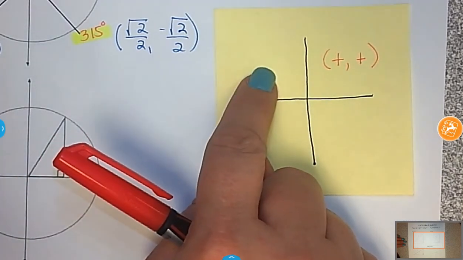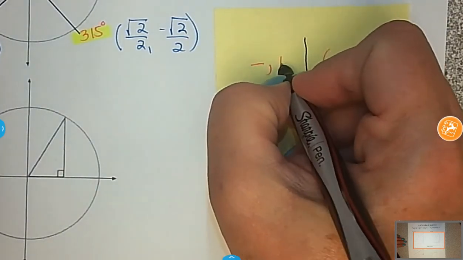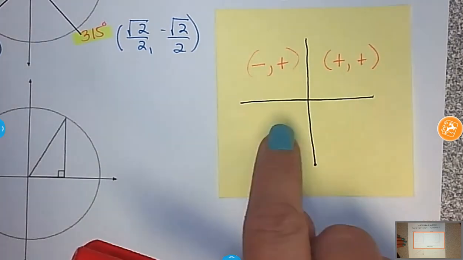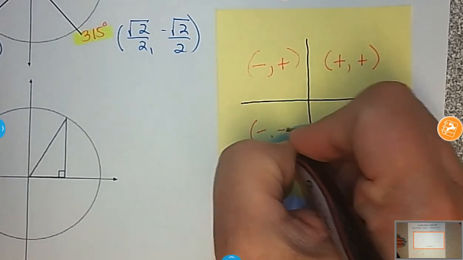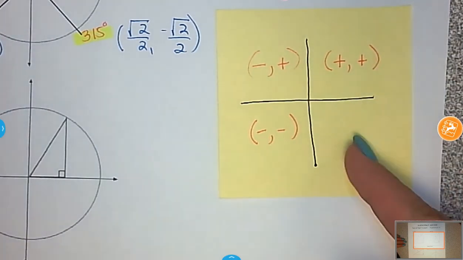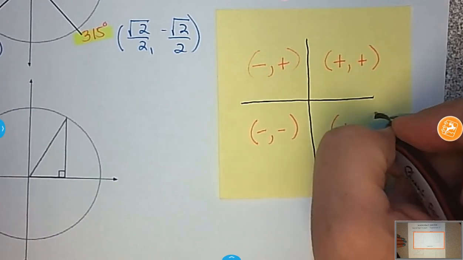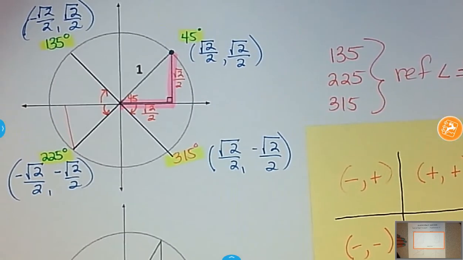If I want to get to any point over here in quadrant 2, I have to go to the left and up. So my x is negative, y is positive. To get to any point in quadrant 3, I have to go to the left and down. So my x is negative, y is negative. And to get to any point over here in quadrant 4, I have to go to the right and down. X is positive, y is negative. This is stuff you've been doing for years. You just have to remember it when you've got all this other stuff going on.